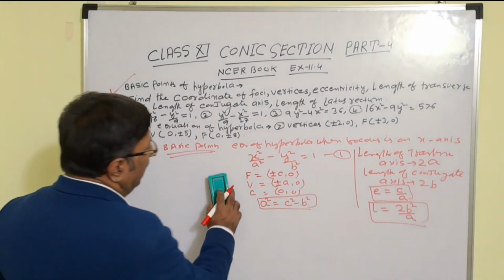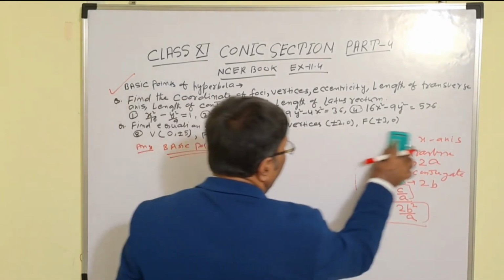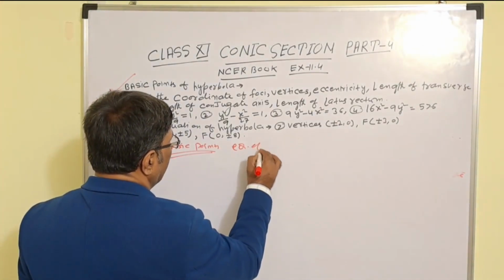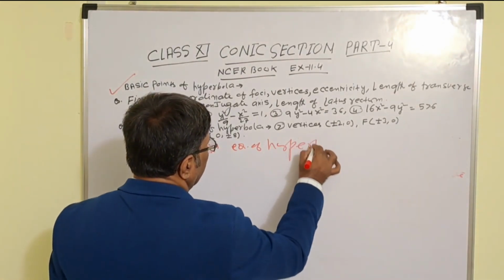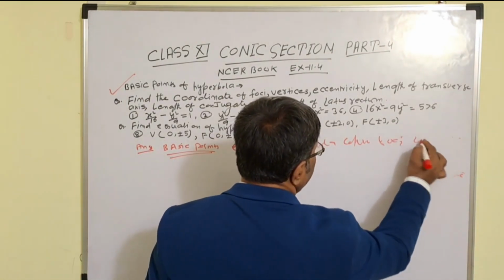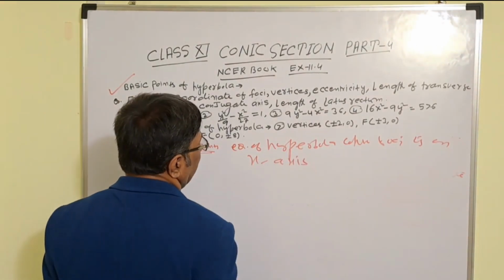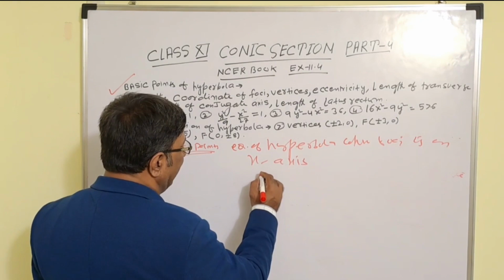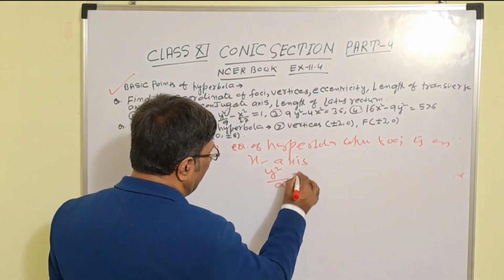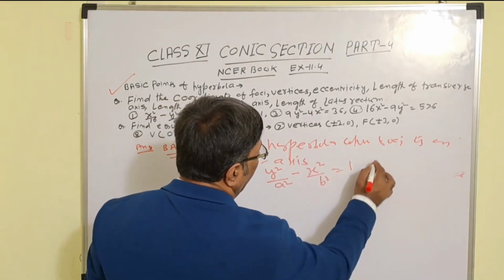Now see the next point, the equation of hyperbola when foci are on y-axis. The equation of hyperbola when foci are on y-axis is y square upon a square minus x square upon b square equal to 1.